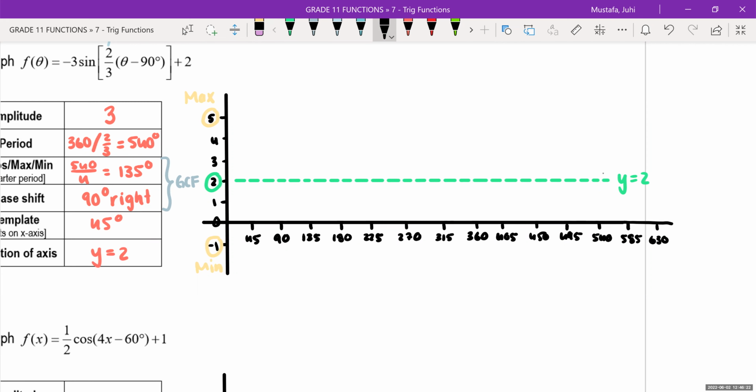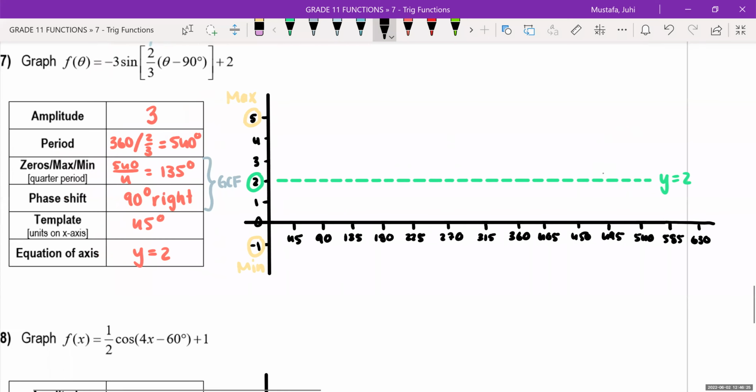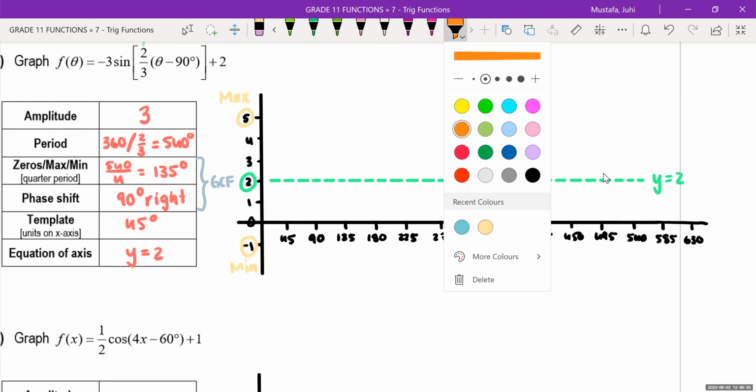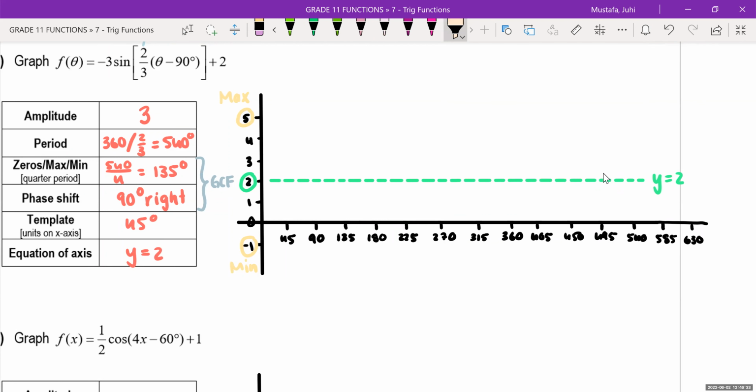Okay, now here's my little trick or advice to you guys, because I do this question a little bit differently. We need to figure out what our actual quarter periods are, right? Because they're not 45 degrees. Our template is 45 degrees, but our quarter period is 135 degrees. So this is what I'm going to do. I know my starting point is going to be 90 degrees. So for sure, I'm going to be starting at 90. And then I need to move over 135 degrees. So 45 plus 45 plus 45 is 135. I basically have to move over 3 of these 45 degrees to get to the next quarter period.